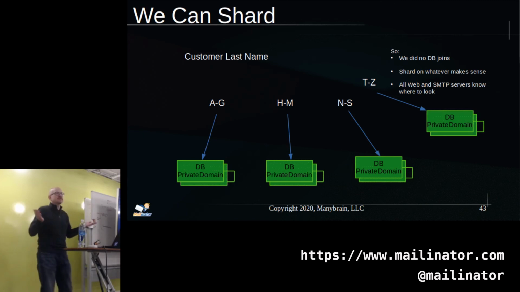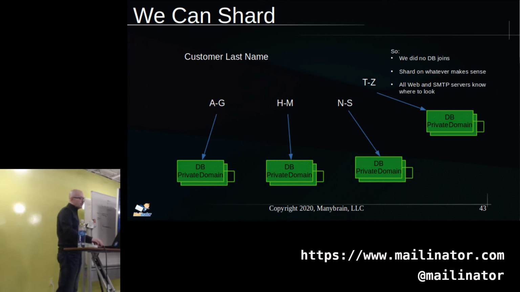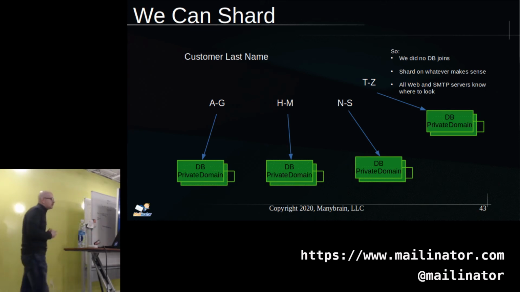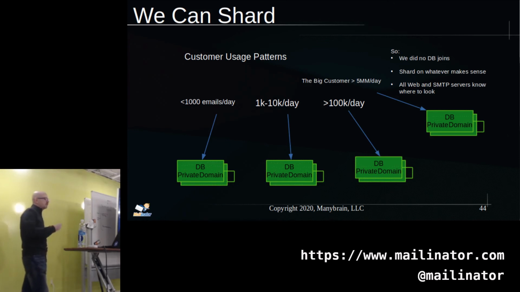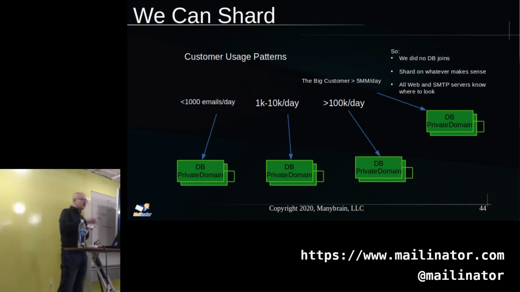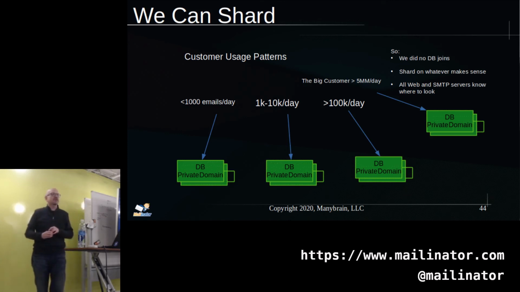And I hope I have to do it forever. It's a great problem to have. If I have that many users, I'll just keep buying more and more database systems. Or another one here, I can shard them on customer usage patterns. I can have many, many users on the one on the left here that send less than 1,000 emails a day. I can have a few less users on this middle one, 1K to 10K a day. And then on the very right-hand side, just a very few users, the big customers that send me more than 5 million emails a day.